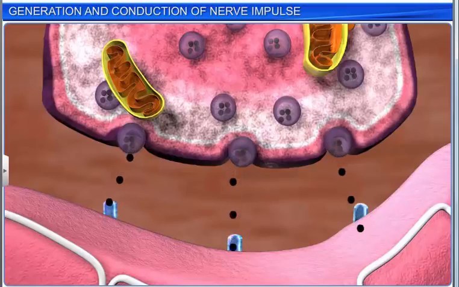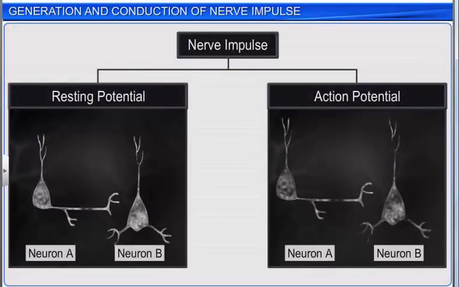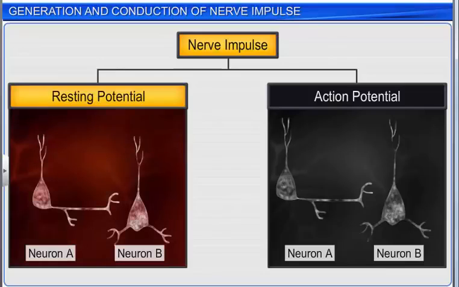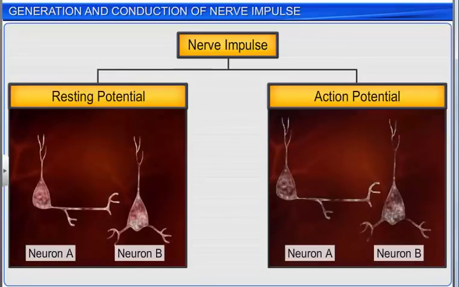The nerve impulse is the sum of mechanical, chemical and electrical disturbances created by a stimulus in a neuron. The conduction of the nerve impulse can be divided into two main phases: resting membrane potential and action membrane potential.